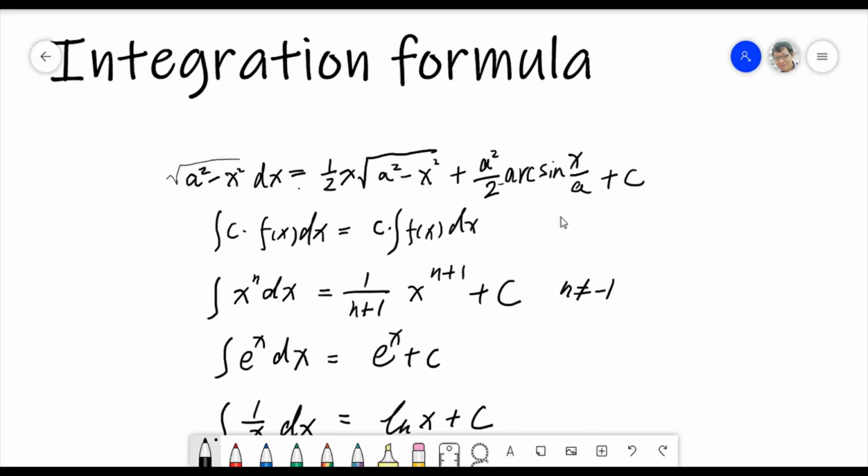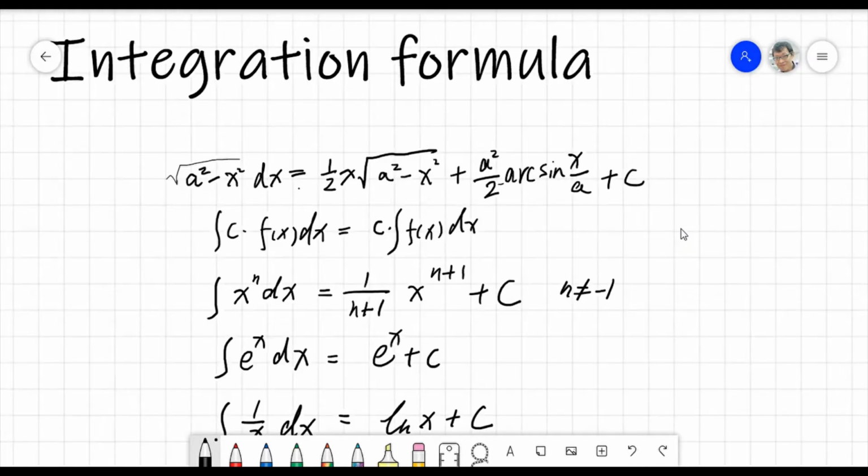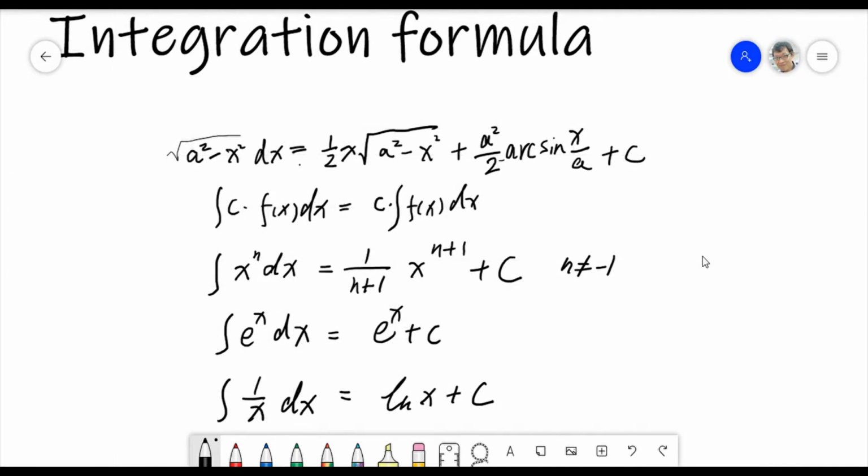So I will not take more time on this, because this time we'll focus on the integration, not the derivative. First, formula number one: a constant times a function f(x), integral of c f(x) dx. For this integral, we can take the constant out and only integrate the f(x) part.